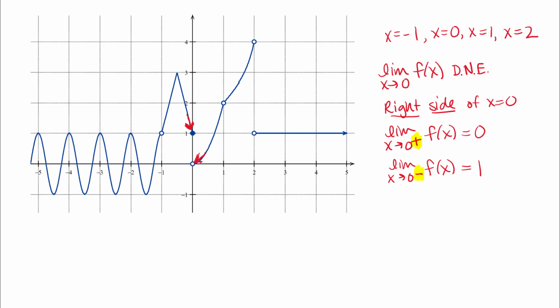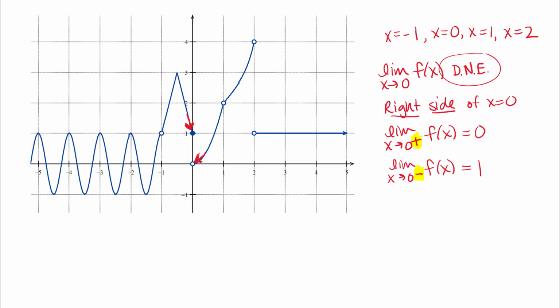Now because those two values don't agree, remember that the overall limit does not exist, but what we're talking about now is how we describe the separate limits. Another important thing to pay attention to on this graph, and we've worked on this before, is that these limits are describing what happens when x is close to 0 but not at x equals 0.